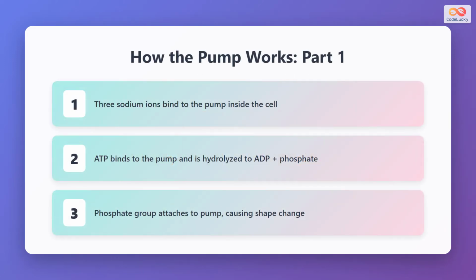Let's break down how this pump actually works. In step 1, 3 sodium ions from inside the cell bind to specific binding sites on the pump protein. In step 2, an ATP molecule also binds to the pump and is broken down into ADP and a phosphate group, releasing energy. In step 3, the phosphate group attaches to the pump protein, and this causes the pump to change its shape or conformation.